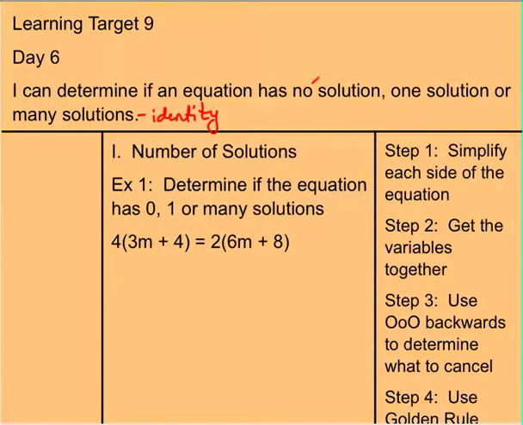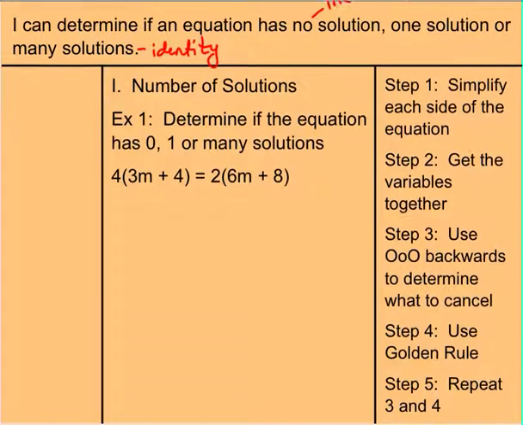And this is just so that when you're seeing that vocab in your book, you know what it means. I'm not worried about you memorizing the vocab, but so that you can follow the directions on your assignment, no solution would be inconsistent. All right, so determine if the equation has 0, 1, or many solutions. That's all that we will be doing.